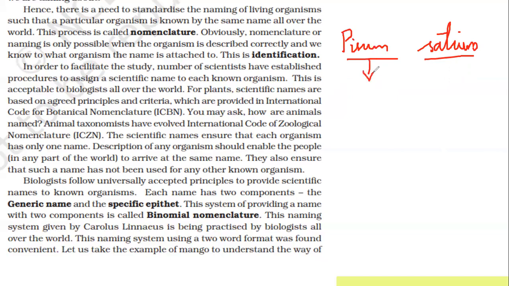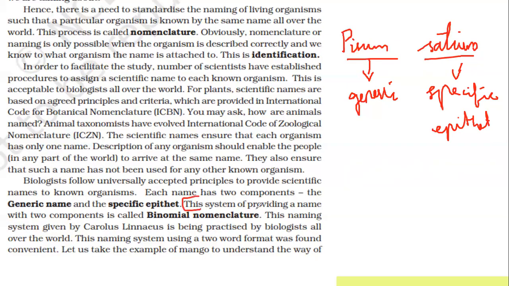One is the generic name. This is what is said to be the generic name. And this is the specific epithet. Specific epithet. Okay. And this system of providing a name with two components is said to be binomial nomenclature. This name system was given by Carolus Linnaeus. So not Carl Linnaeus. Carl Linnaeus. Okay. That's all.